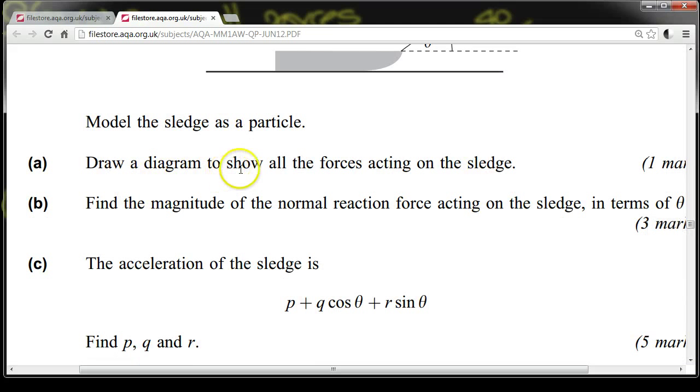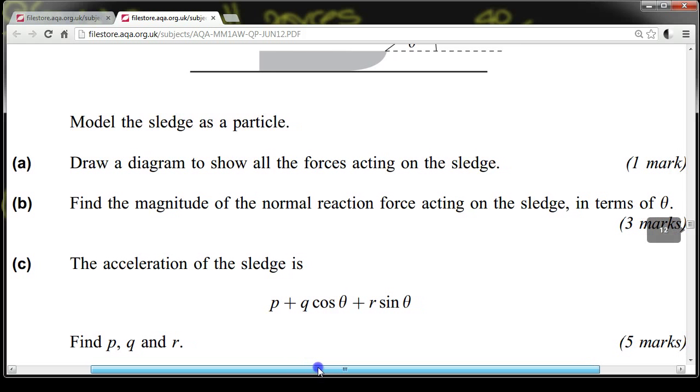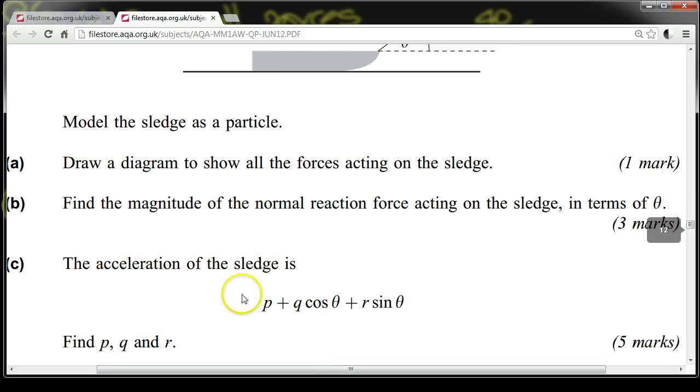Draw a diagram to show all the forces acting on the sledge. Find the magnitude of the normal reaction force acting on the sledge in terms of theta. The acceleration of the sledge is p plus q cos theta plus r sin theta. Find p, q and r.